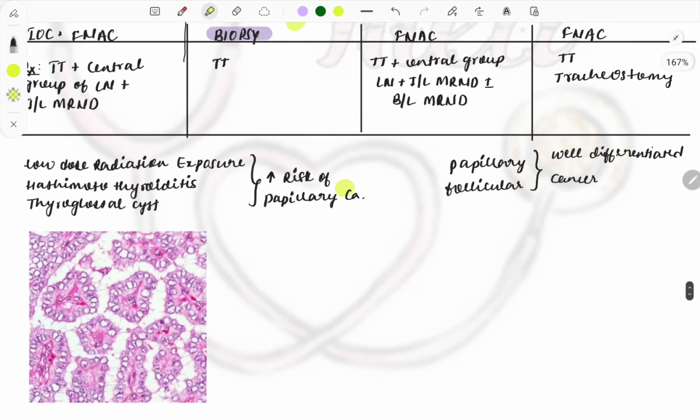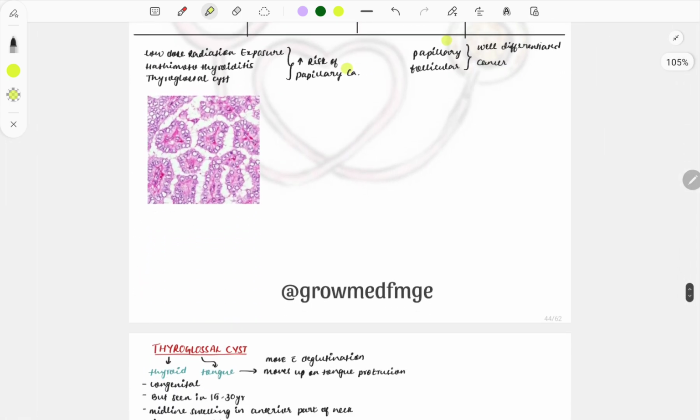And these are also the important things, like which factors increase the risk of papillary cancer: low dose radiation exposure, Hashimoto, and thyroglossal cyst. And the papillary and the follicular, these are types of well differentiated cancers.